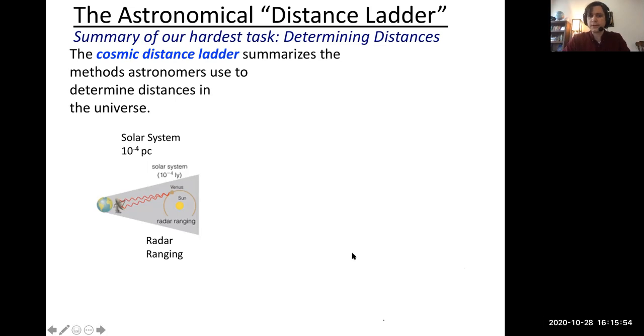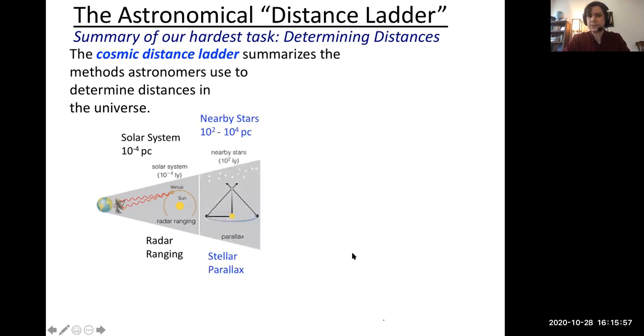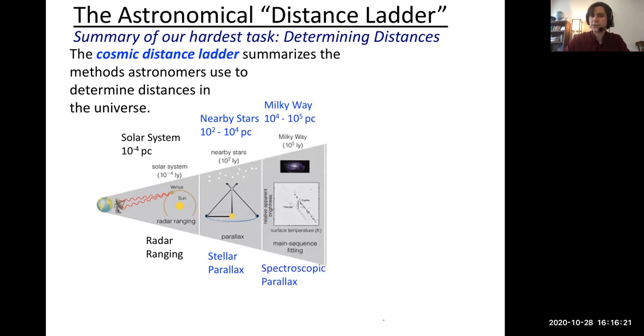But the next rung on the ladder, so to get us outside of our solar system, for nearby stars up to about 10,000 parsecs or so, we use stellar parallax, where we measure the apparent shift of a star from one side of Earth's orbit to viewing it on the other side of Earth's orbit, stellar parallax. And that got us out to, say, nearby stars in the Milky Way galaxy. Then we had spectroscopic parallax using our knowledge of the HR diagrams, which can get us out to about an order of magnitude larger, about 100,000 parsecs or so. So we can map out the Milky Way and things near to the Milky Way, some of our satellite galaxies.